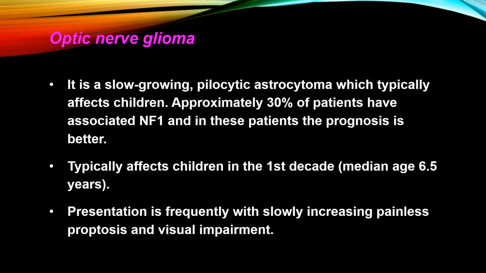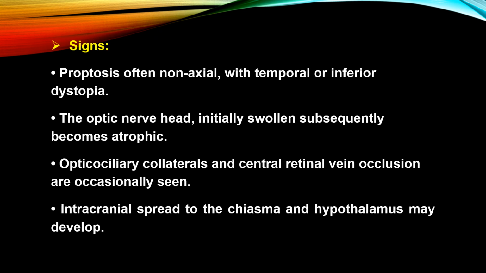Optic nerve glioma. It is a slow-growing pilocytic astrocytoma which typically affects children. Approximately 30% of patients have associated neurofibromatosis type 1, and in these patients the prognosis is better. It typically affects children in the first decade of life. Presentation is frequently with slowly increasing painless proptosis and visual impairment.